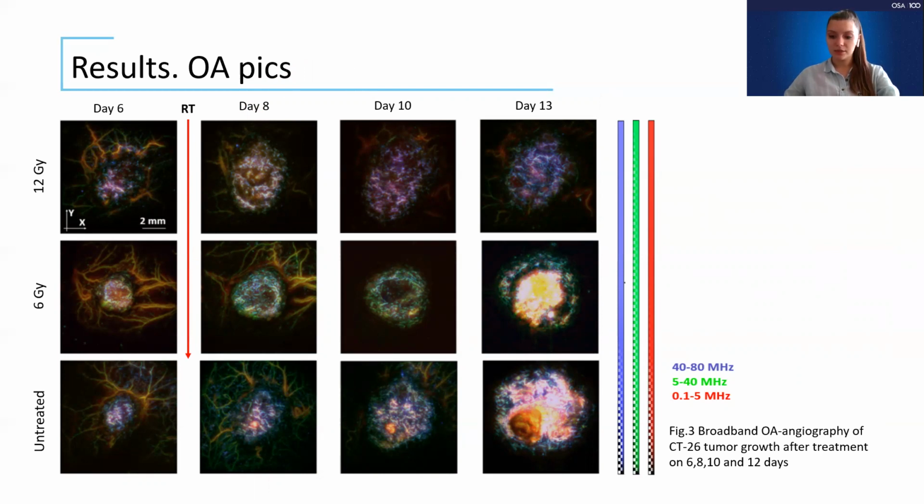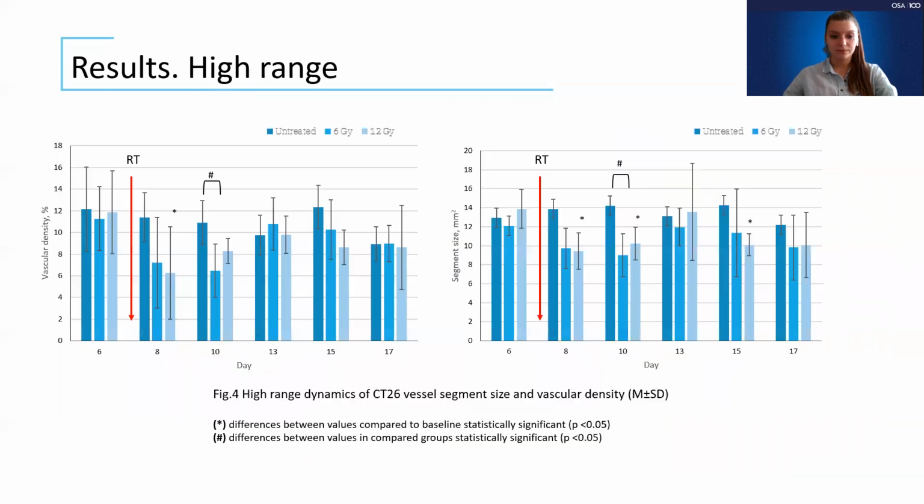To analyze the state of the tumor bloodstream, the following parameters were selected: vascular density and segment size. The last parameter may indicate the vessel size as well as demonstrate vascular shape. Destruction of small vessels in the high range after radiotherapy treatment is evident, as segment size and vascular density values drop.